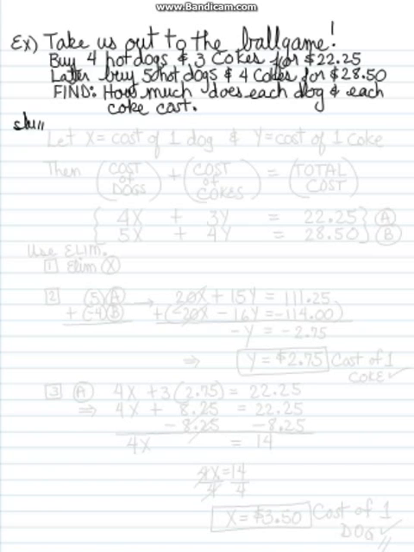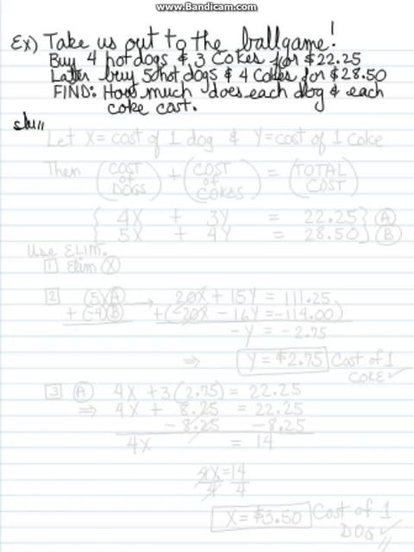Okay, take us out to the ball game. We're going to buy 4 hot dogs and 3 Cokes for a total of $22.25. Later, we're going to buy 5 hot dogs and 4 Cokes for $28.50. Now we're going to find out how much each dog and each Coke cost.